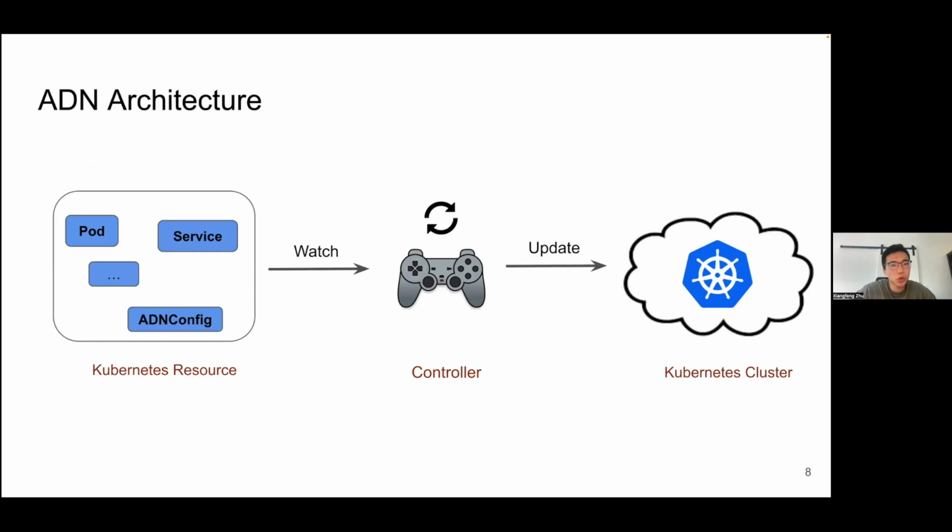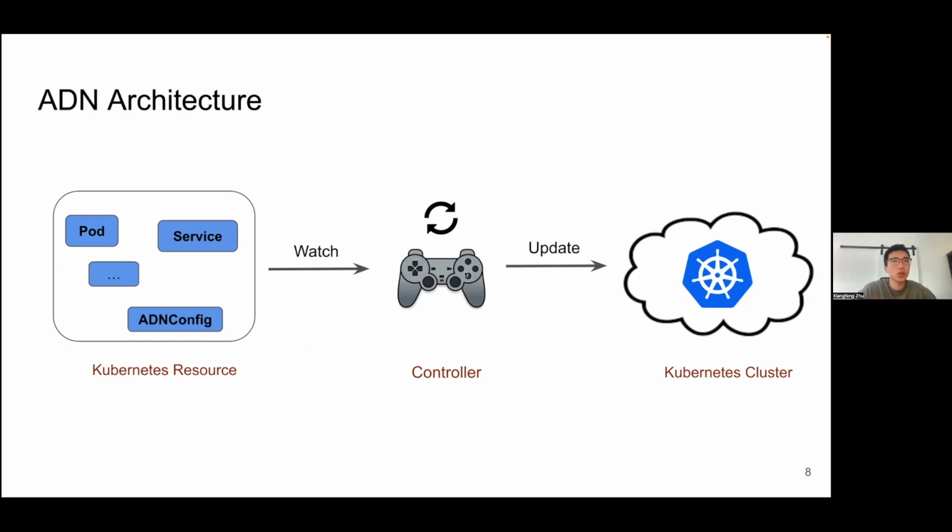And before I show you how it works in action, let me quickly walk you through the ADN controller workflow. It is similar to the existing Kubernetes controller, like the scheduler, in which it watches the resource changes, and especially the customized resource we create called ADN config. Based on this config, it simply runs a reconciliation loop and updates the mRPC engines.